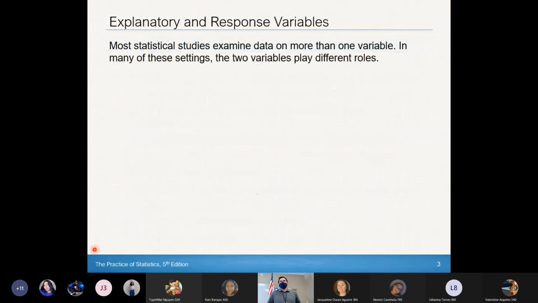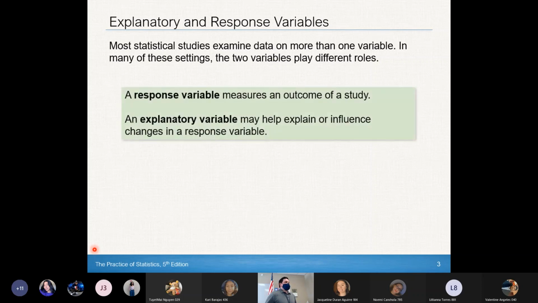First, explanatory and response variables. Most statistical studies examine data on more than one variable. In many of these settings, the two variables play different roles. We can have a response variable, which measures an outcome of a study. It's the thing that we're collecting data on, whatever value that might be. An explanatory variable may help explain or influence changes in a response variable.